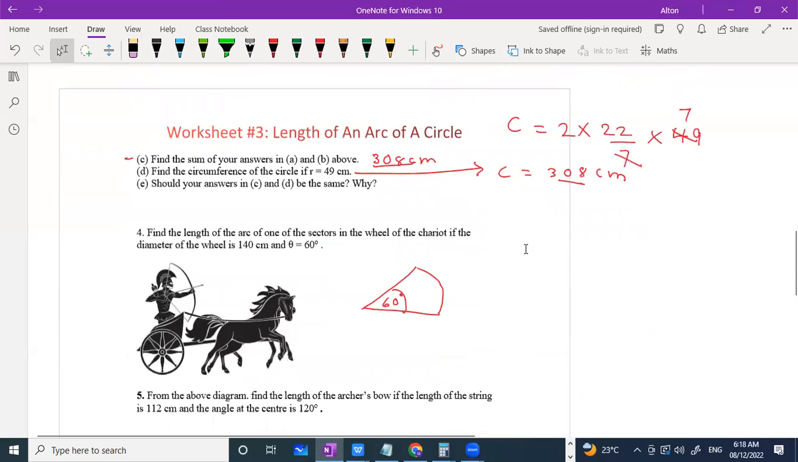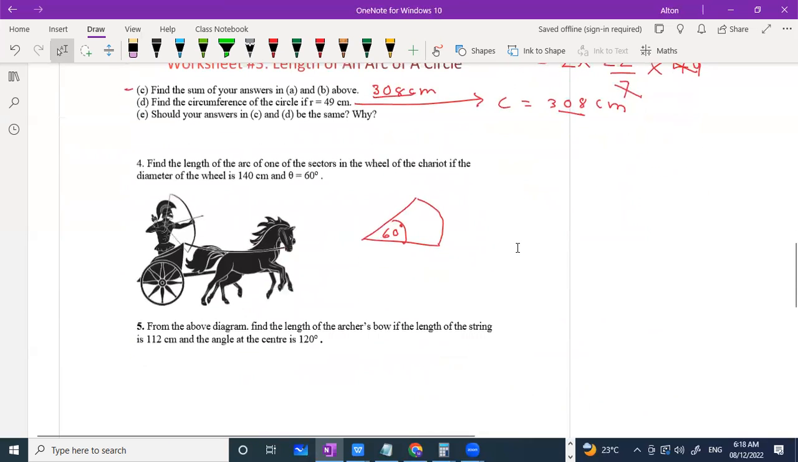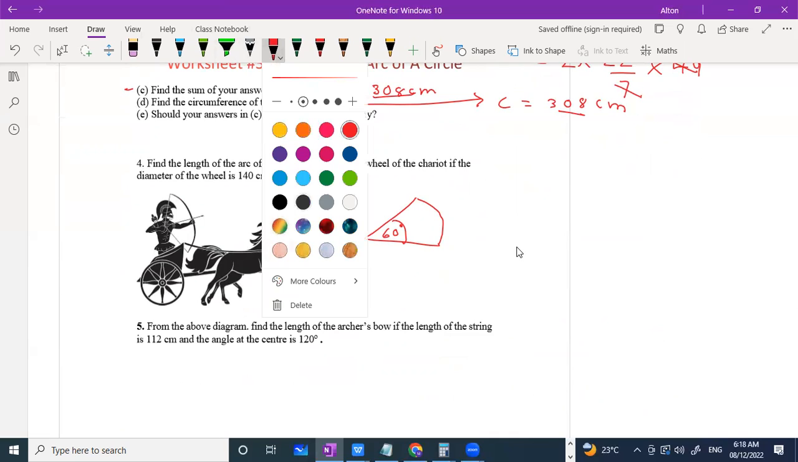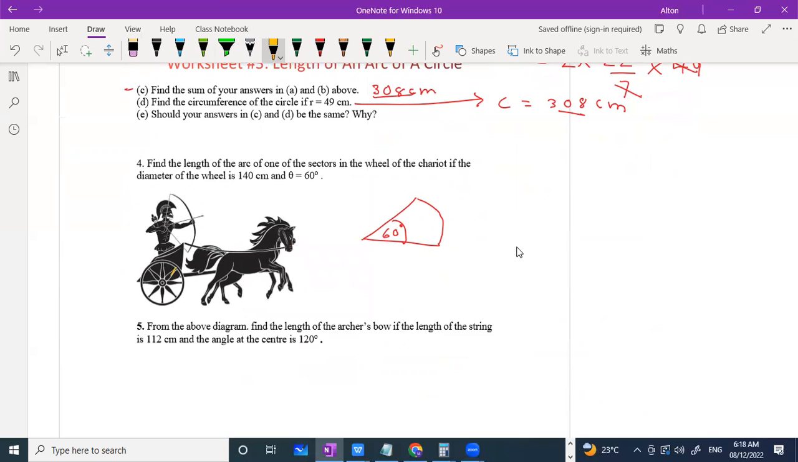Right. So what you're looking at is basically that we're trying to figure out the length of the arc. That's one of the sectors of your wheel right there, and we just want to find the length of this arc. Let's do it again. That's one of the sectors in the wheel, and we just want to find the length of the arc there. So that's why I drew it like this, and let's calculate it now.